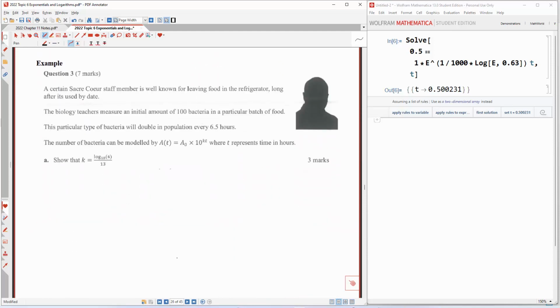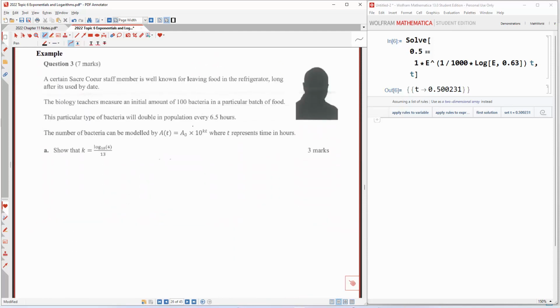Okay. An old question here from my notes back when I was at Sacré-Cœur. A certain Sacré-Cœur staff member is well known for leaving food in the refrigerator long after its use-by date. The biology teachers measure the initial amount of bacteria as 100 in the food. This particular type of bacteria will double in population every 6.5 hours. Okay, the number of bacteria can be modelled by this. Okay, show that K is this. 3 marks. So we're going to have to work hard for the K value here.